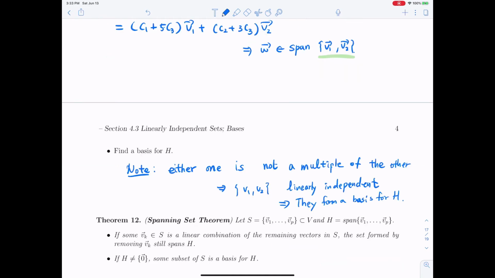So the spanning set theorem states that if you have a set of vectors S such that H is the span of these vectors, and if some vector v sub k in S is a linear combination of the remaining vectors in S, then even though you remove v sub k from the set, the vectors still span H. Or in other words, we can remove a redundant element. And also, if H is not a zero vector space, then there is a subset of S such that it is a basis for the given space H.